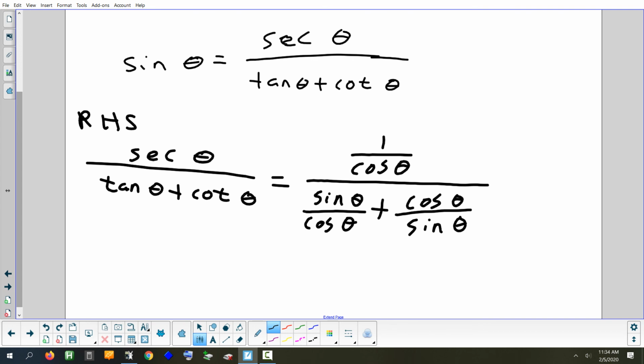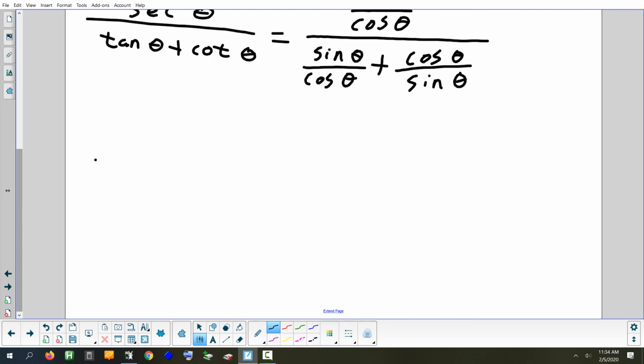You said combine, but combine how? Add. You're trying to add them. So what's the rule when you want to add fractions together? Yeah, you have to have a common denominator. So the common denominator is going to be cosine sine. It's always the product of the two that you have. So the top is just going to stay as 1 over cosine, probably till the very last step in this problem.